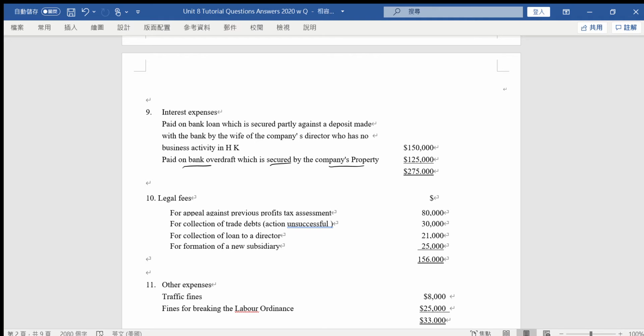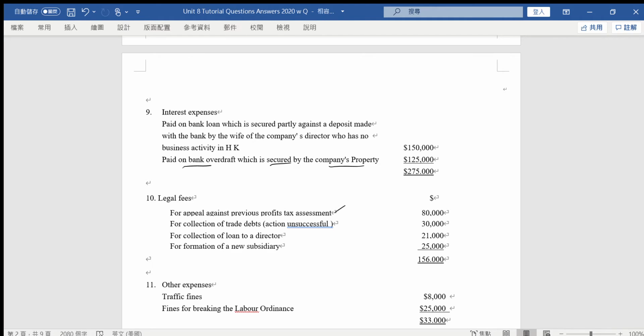Okay, number 10, about the legal fees. There are four items. For the first item, that is not allowed to deduct because that is about the dispute with the Inland Revenue Department, and this 80,000 legal expenses is not allowed to deduct, so it is added back. And for the collection of trade debt, that is related to your normal business, no need to adjust any.